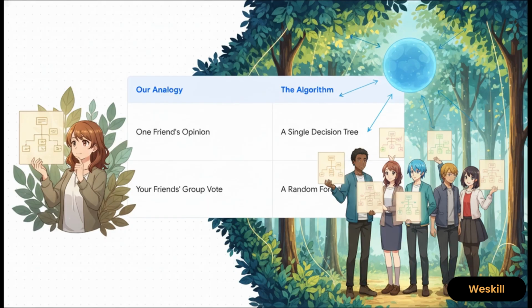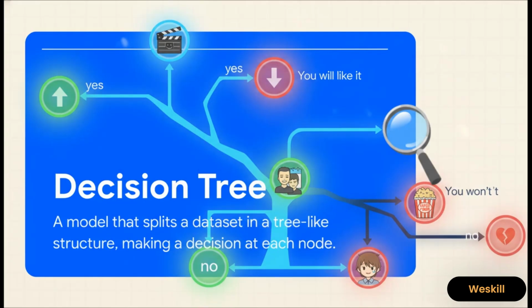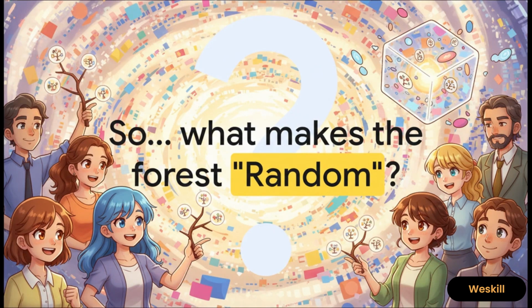This whole concept is what's called an ensemble method, which is really just a fancy way of saying a team of simple models working together to get a better result. So, what is one of these decision trees anyway? Just think of it like a simple flowchart. It basically asks a series of yes or no questions to get to an answer. For our movie, it might ask, hey, is the director someone you usually like? A yes sends you down one path, a no sends you down another, and it keeps going until it spits out a final prediction. You'll like it or you won't. Simple.